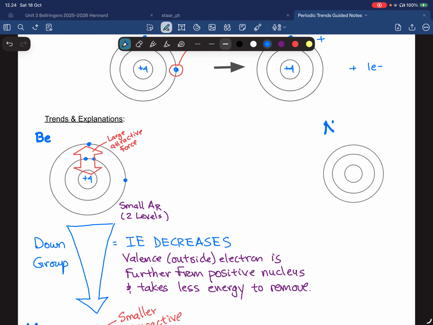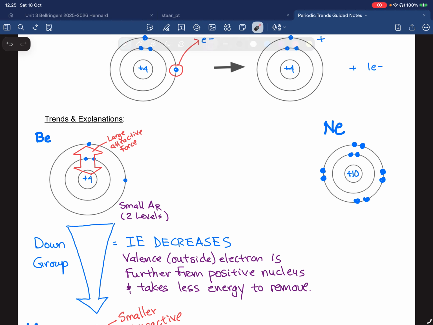So for neon, neon has 10 protons, so a positive 10 in the nucleus. And so it's going to have the 10 electrons, just like that. Now, we had a positive 4 here. So there's a relatively large attractive force, but this is a positive 10. So that is a much bigger attractive force than the positive 4.